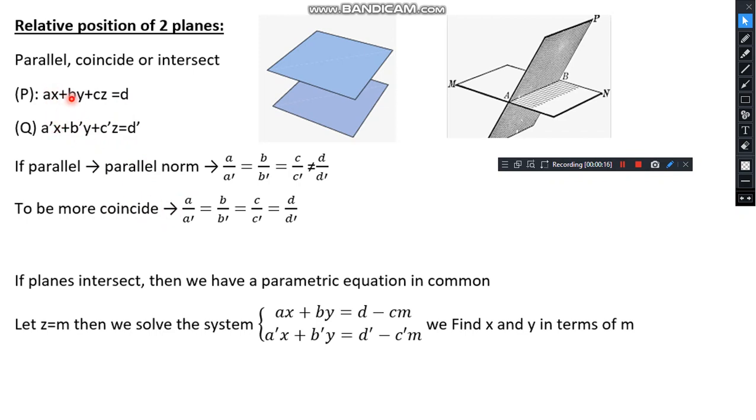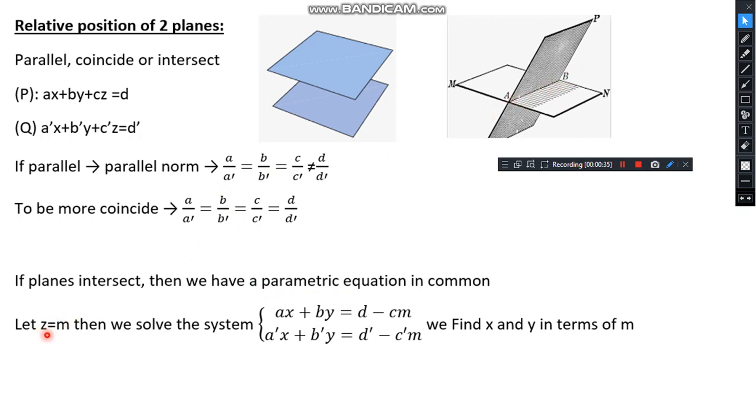If you have A over A prime equal B over B prime equal C over C prime, but not equal D over D prime, so they have the same norm, it means they are parallel but do not coincide. However, if you don't have this condition, they intersect along a line. So how to find the equation of the line of intersection?